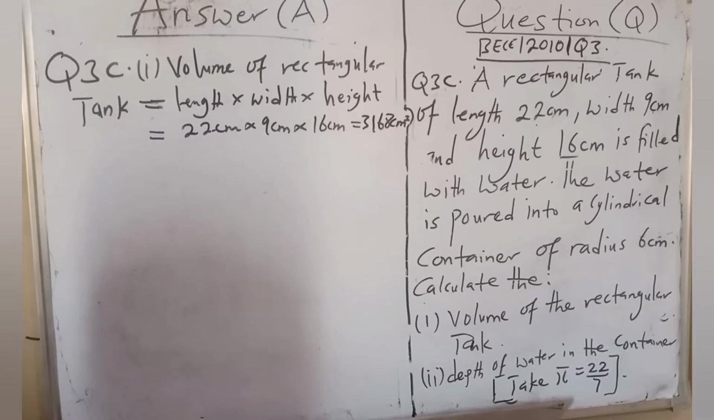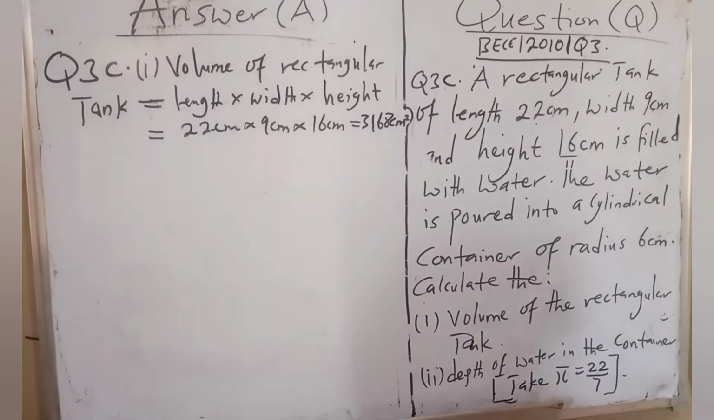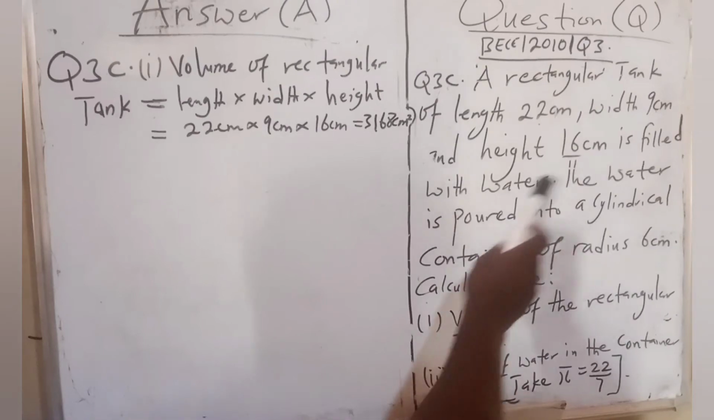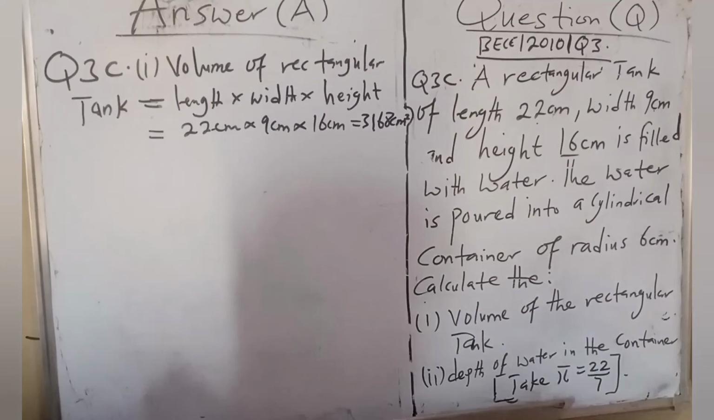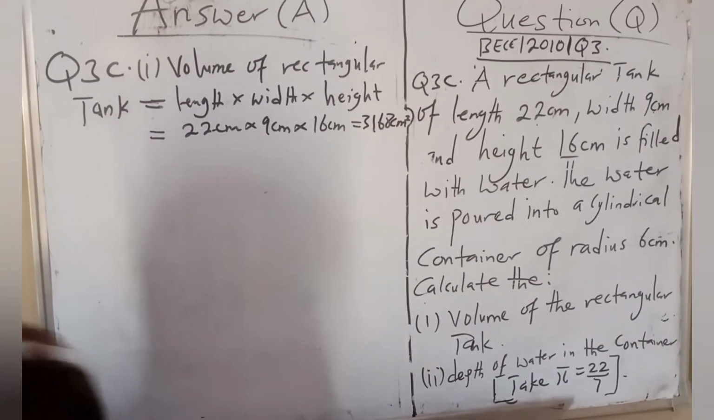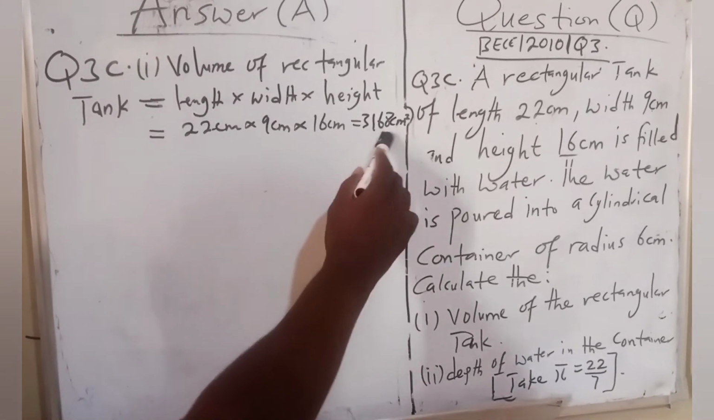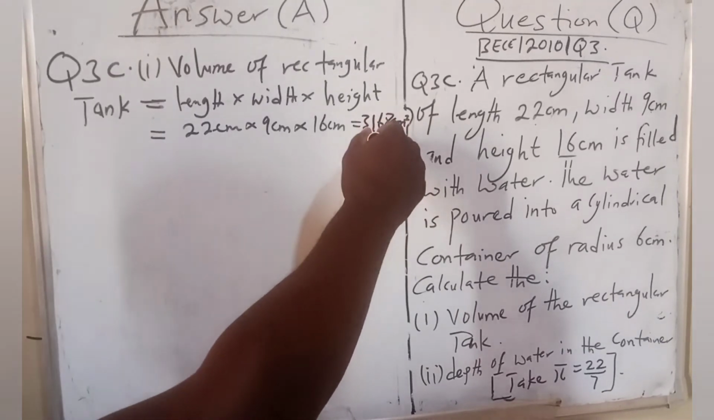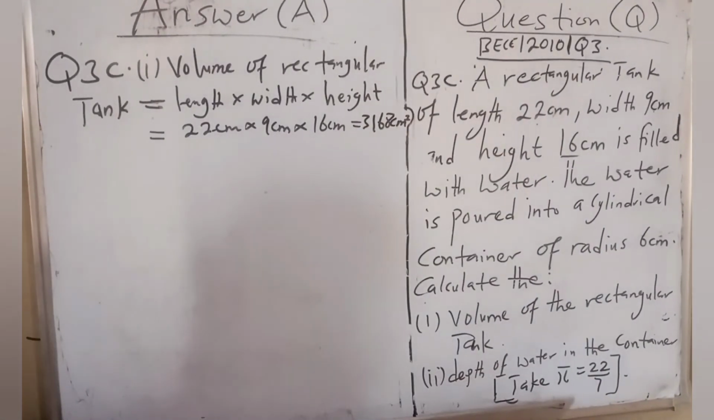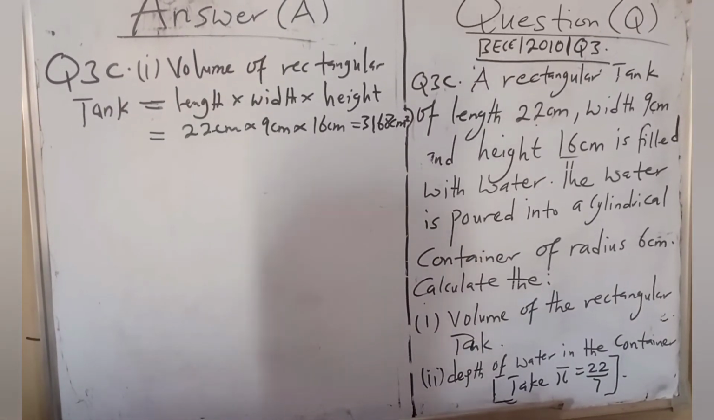So, as I already explained at the beginning, since the water was filled to the brim of the rectangular tank, the volume of water will be equal to the volume of what? The rectangular tank. So that means that this is the volume of the rectangular tank, and that will also be equal to the volume of the water that is going to be poured into the what? Into the cylinder.